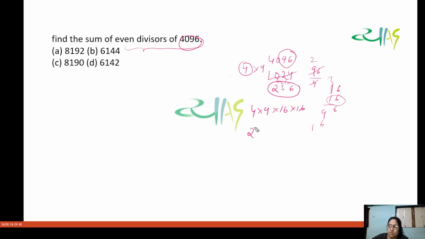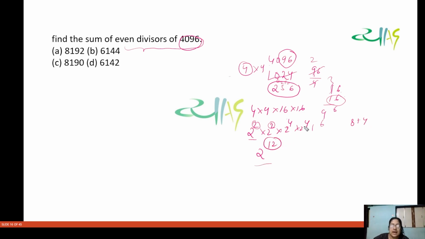Okay, which is 2 square into 2 square into 2 to the power 4 into 2 to the power 4. So this will become 2 to the power, basically 2 plus 2 is 4, 4 plus 4 is 8, and 8 plus 4 is 12. So 2 to the power 12.